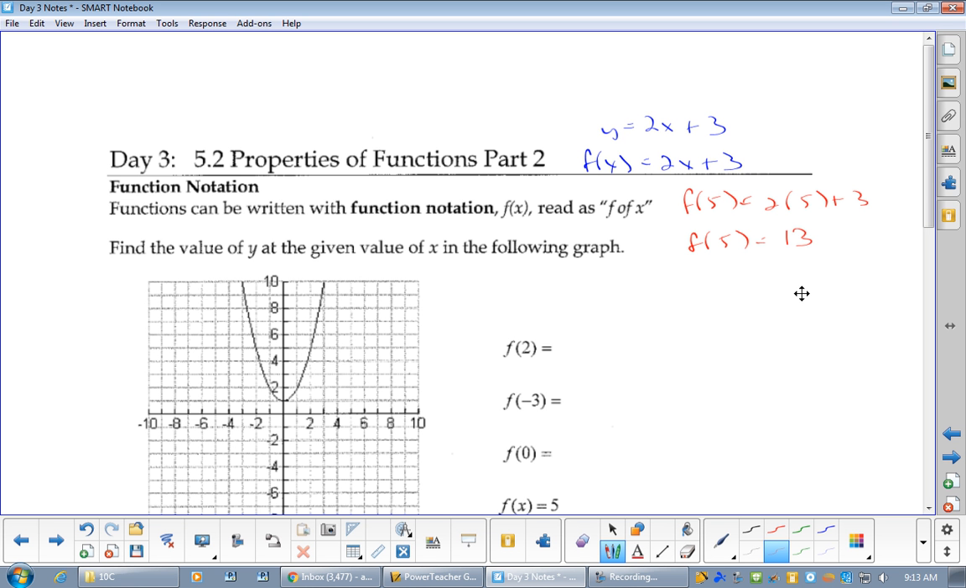They are interchangeable, except this gives me so much more information. Like when I read this sentence, if you just gave me, hey, y equals 13, I'd have to ask, well, what did you put in for x? This tells me exactly what you put in for x. So it is a more efficient way, but it gives you all the information you need.